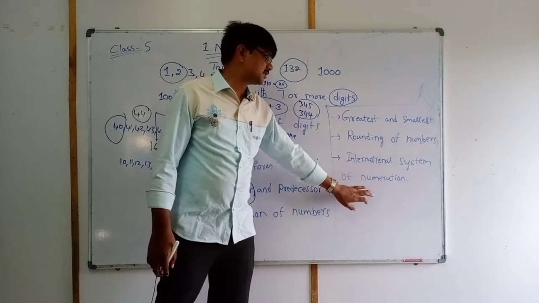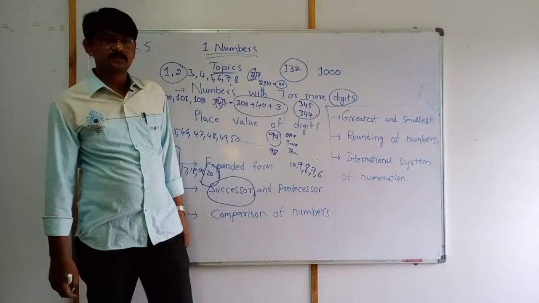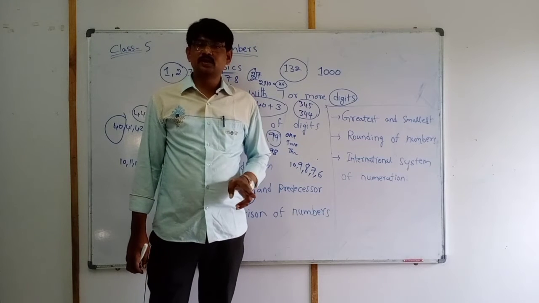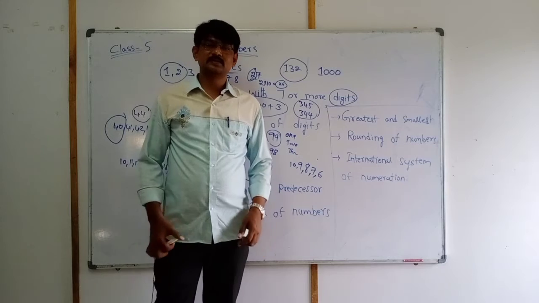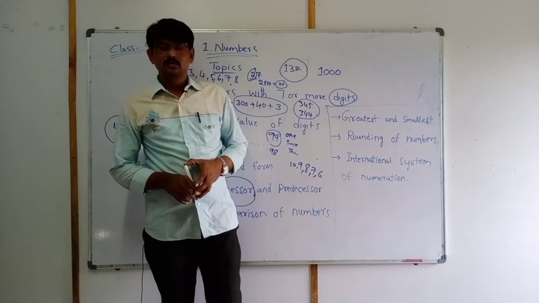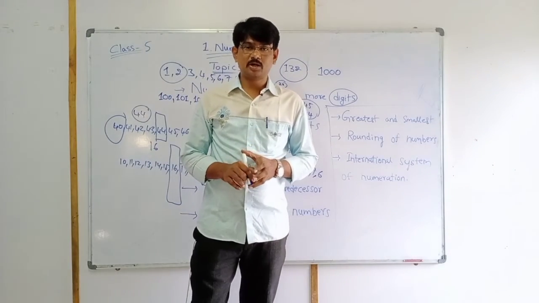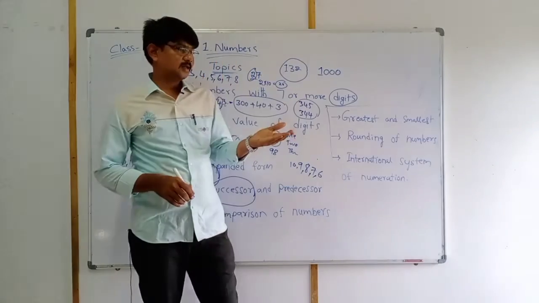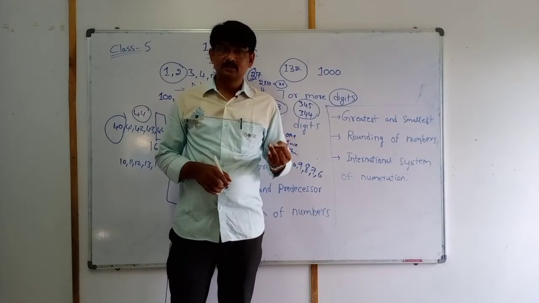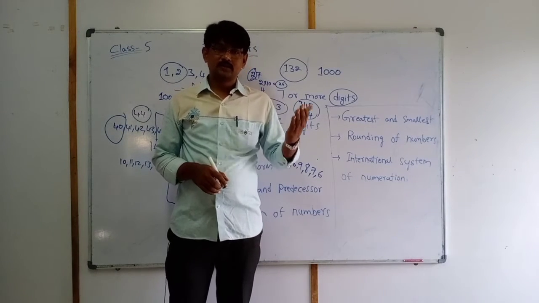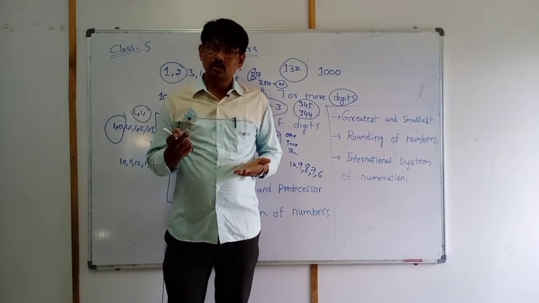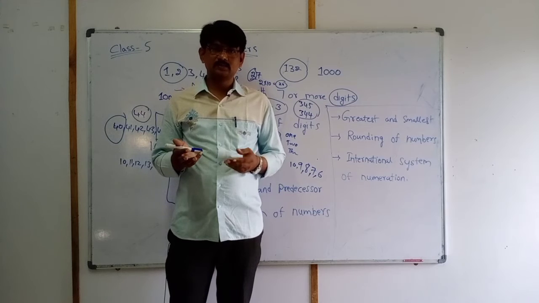Next, international system of numeration. Yes, there are two types of systems of numeration. One is the Indian system of numeration. The second one is the international system of numeration. Already we know the Indian system of numeration: ones, tens, hundreds, thousands, 10,000s, lakh, 10 lakhs, crore, 10 crores.